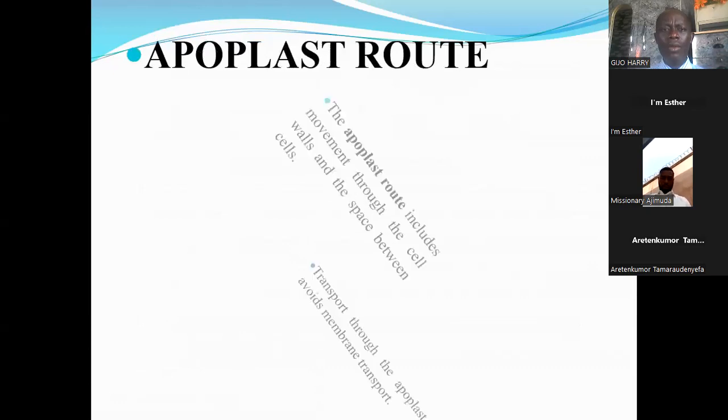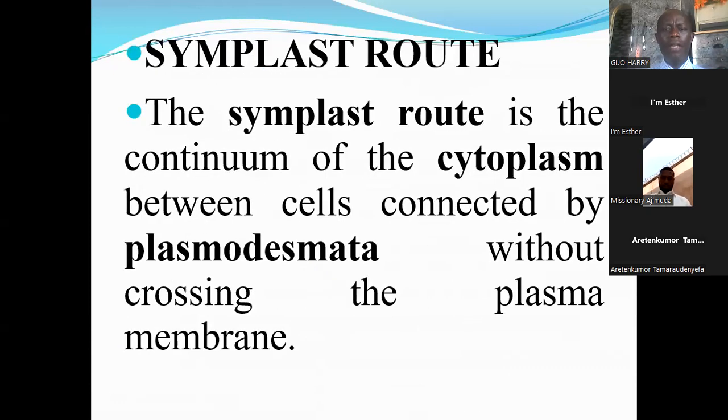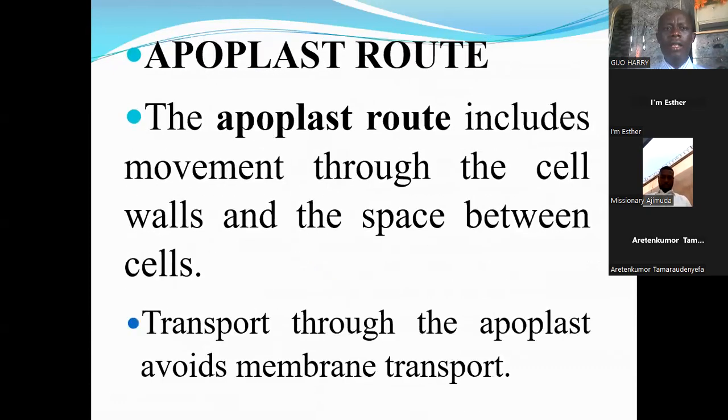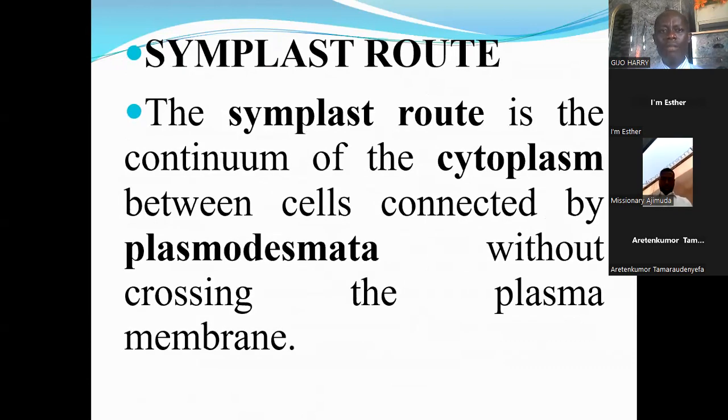The apoplast route basically includes movement through the cell walls and the spaces between cells. Transport through the apoplast avoids membrane transport. The water does not move through the cell membrane, but only moves through the cell walls and the spaces between cells. Then we also looked at the symplast route.